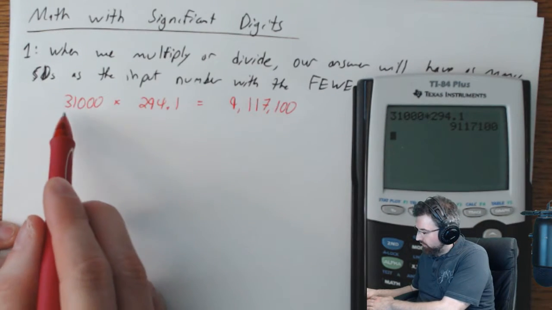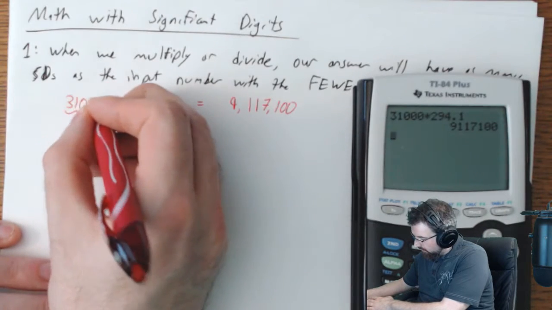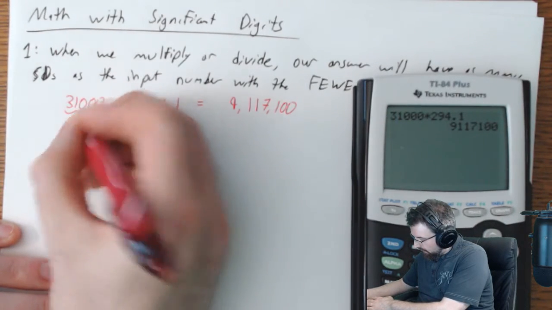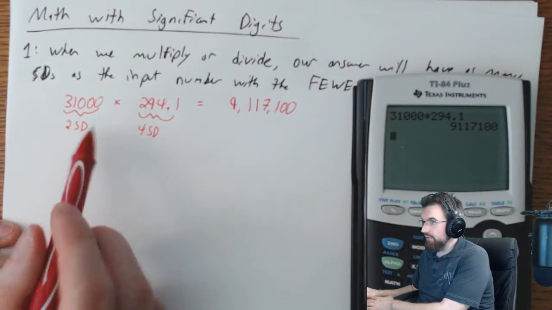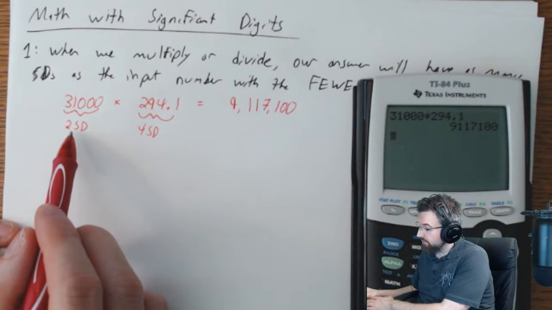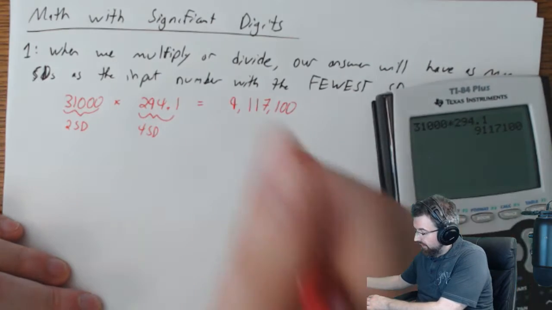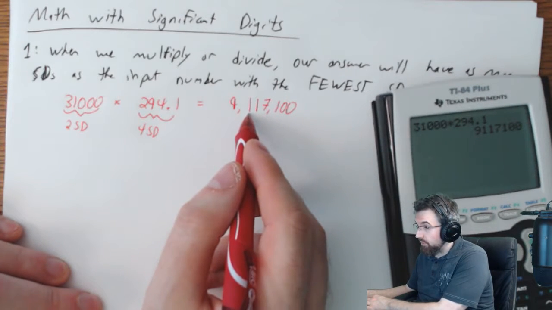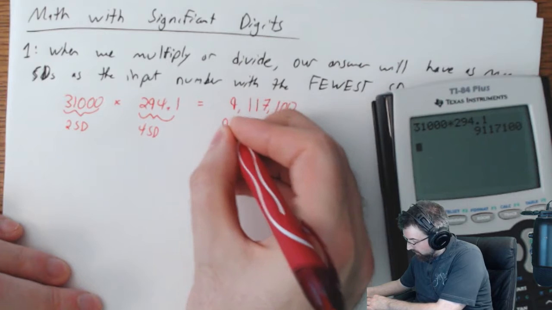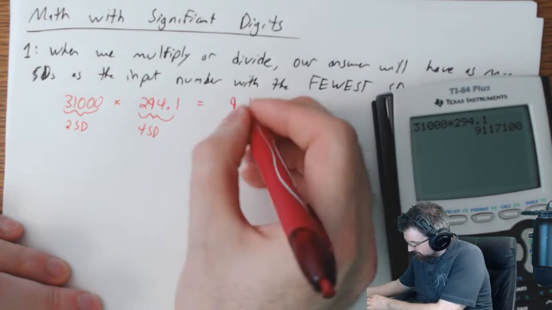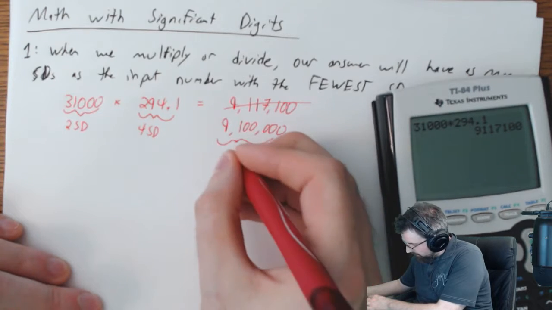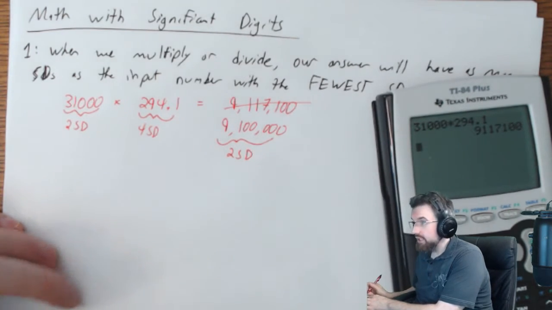Right? Because you have to recognize that this has two significant digits, and this has four significant digits. And because this one has two, we know that our answer needs to have two. So we need to round this to have two significant digits. So we'll call this 9,100,000. And this now has two significant digits.